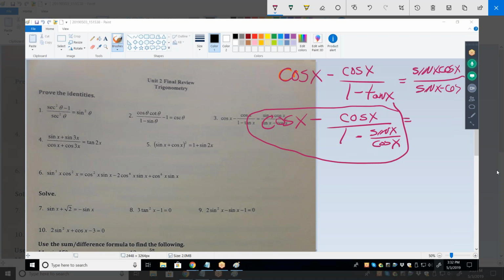Always start with the smallest, most complicated part. So yeah, the bottom. We need to perform that operation. What is 1 minus sine over cosine? When you are subtracting fractions, what do you need to do? Have a common denominator. Okay, so I'm going to write this separately over here on the left, just so it's more understandable. So what's the common denominator?